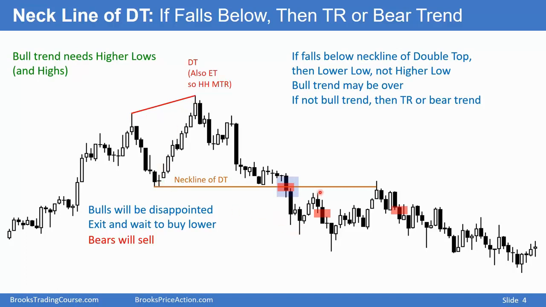And then here, the bull trend's trying to resume. The bears expect at least a second leg down after a 2-bar bear breakout. They'll sell below this bar or below that bear bar. And now we broke above the resistance level, the neckline of the double top.